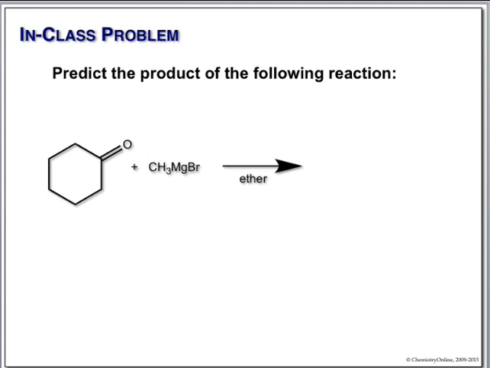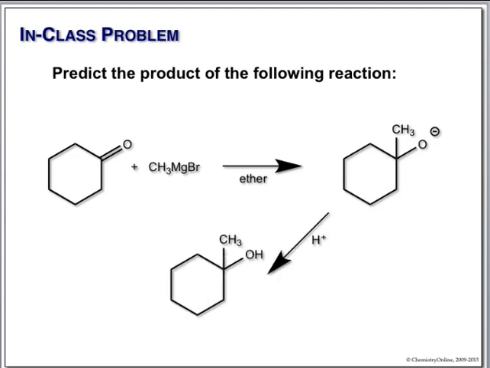Our methyl group is our nucleophile. Here's our electrophilic carbon. Going to form this as our oxyanion. And we have made our tertiary alcohol.